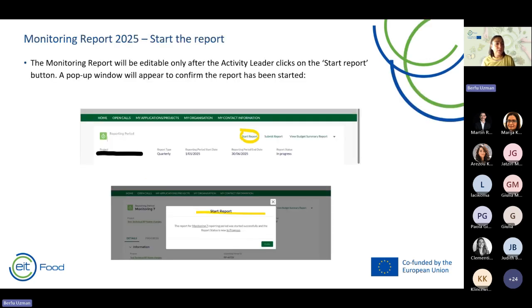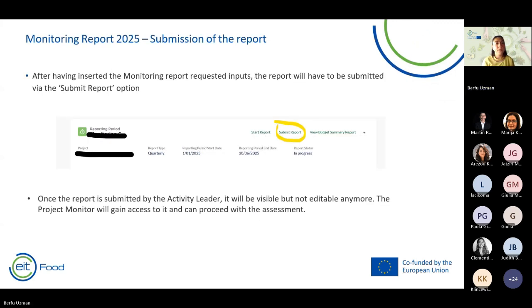The monitoring report will be editable only after you, activity leaders, click on Start Report. So you just need to find the report and push Start Report. A pop-up window will appear, as you see below, and it will inform you that the report for the monitoring period has started successfully. And now it is in progress because you will start working on it.